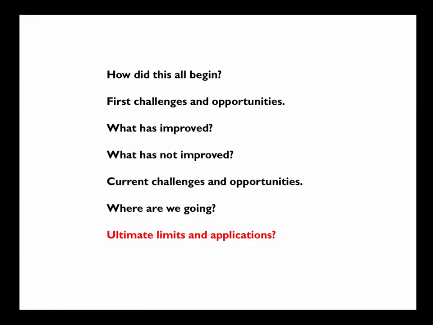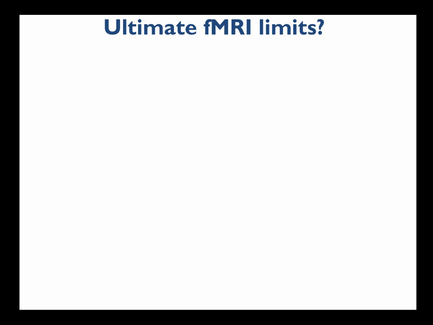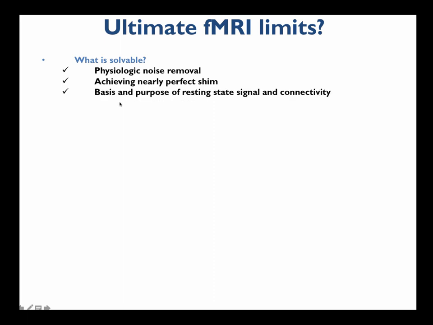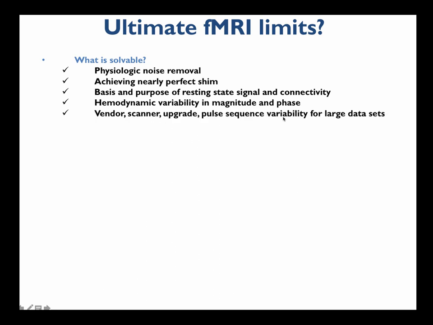Okay, finally, ultimate limits and applications. Second to last slide, I promise. So what's solvable? I think we can remove all our physiologic noise. I think it's possible. Shim is also solvable as well with enough shim coils. And I believe we can understand completely resting state connectivity. It will take some work. We can characterize variability and actually come up with ways of characterizing at an individual subject level.